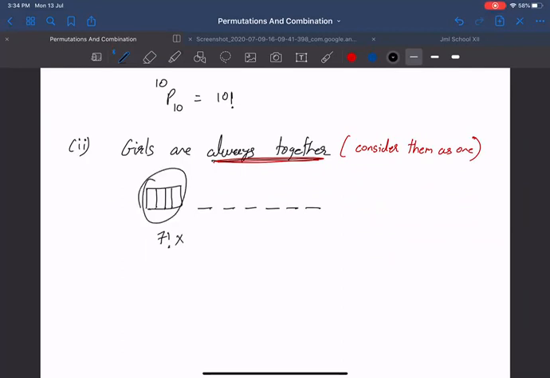But the group of girls can be arranged within themselves. So if it's only the group, then it can be arranged in 7 factorial ways. The group of girls can be arranged within themselves. 4 girls can be arranged within themselves in how many ways? 4p4, which is 4 factorial.